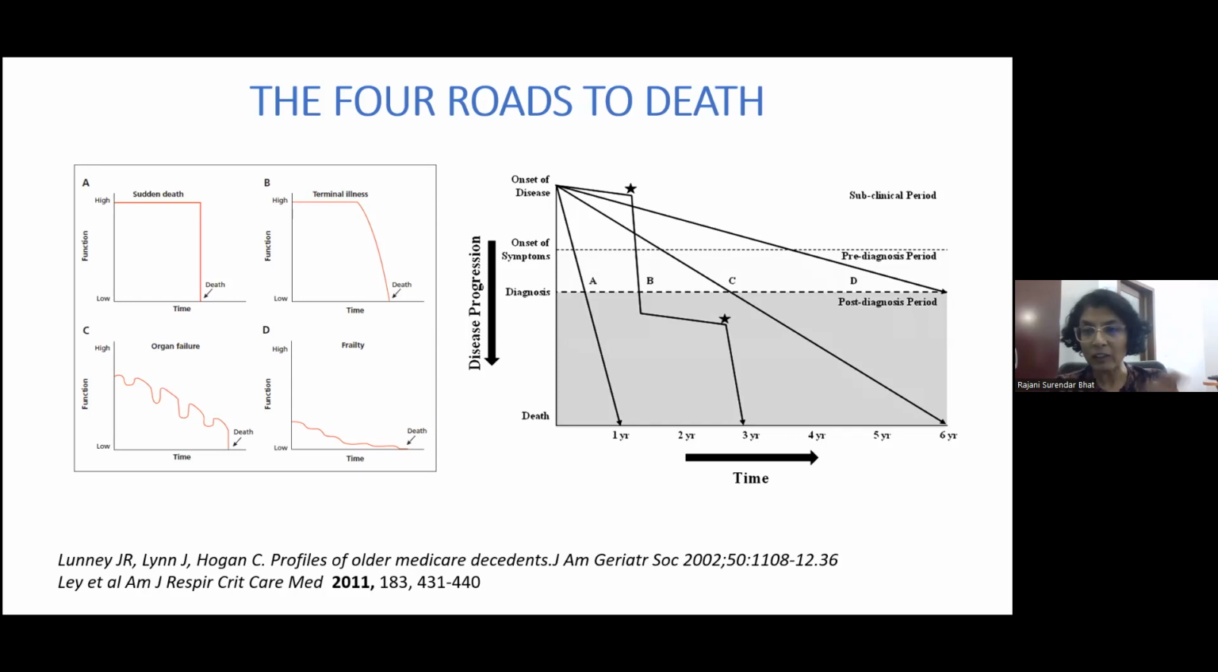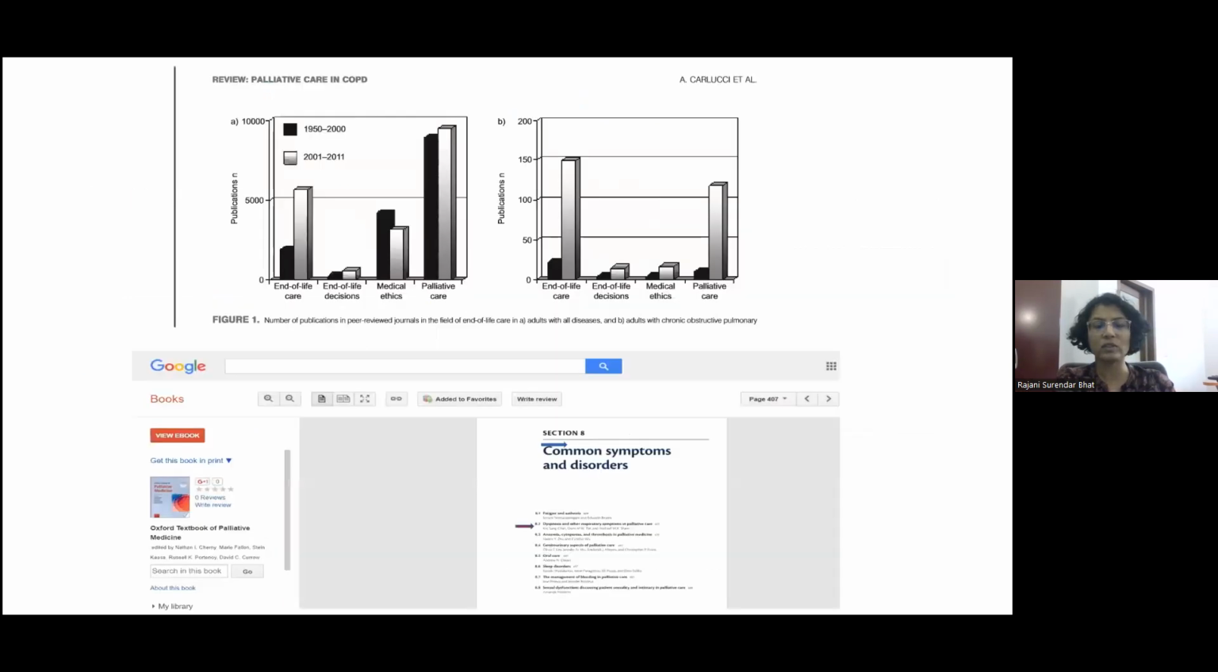So the pathways and the trajectories of the disease, we can clearly say in all patients with chronic respiratory disease, is something that from the time a diagnosis is made, we know that it is going to cause a hastening of death in some shape or form, or an increasing burden of symptoms. So it's important that we address this with a palliative care approach right from the time of diagnosis.